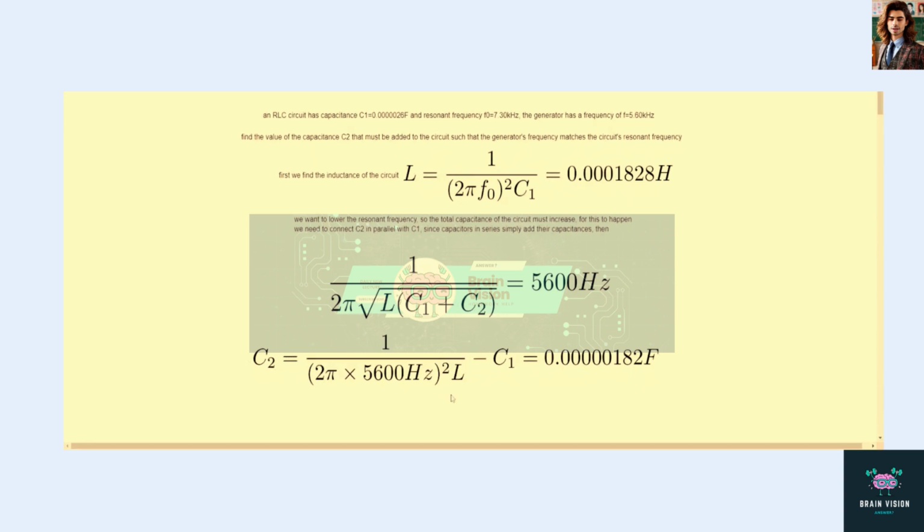And we just calculated L previously in this exercise. We know C1 and we know all the other quantities. So it's just a matter of replacing everything and obtaining a capacitance of 0.000000182 farads. That must be connected in parallel to C1 to make the resonant frequency equal to the generator's frequency.